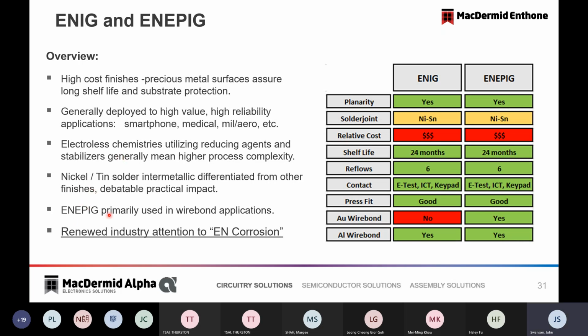ENEPIG here is primarily used in wire bond applications. For modern gold and copper wire bonding applications, ENEPIG is the preferred choice. Now there's some renewed interest in the industry linked to EN corrosion. I'm underlining that here because I'm going to spend a little bit of time today talking about this matter related to corrosion.